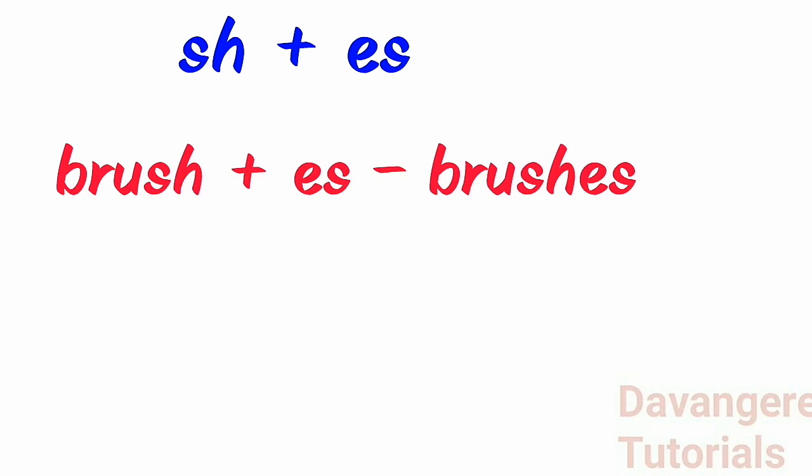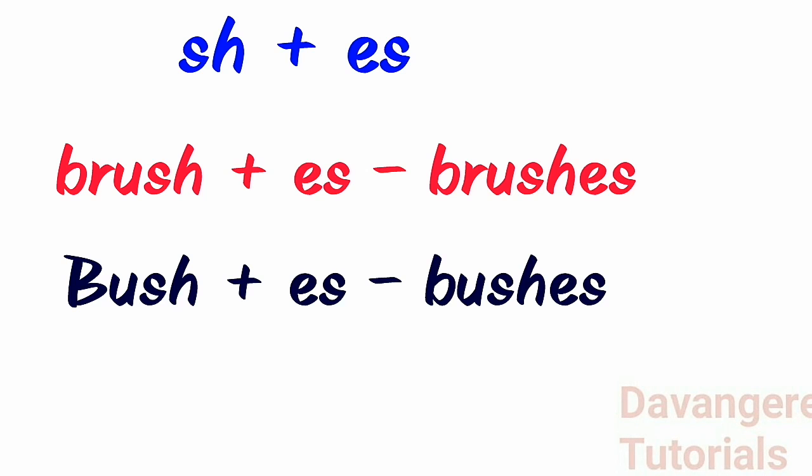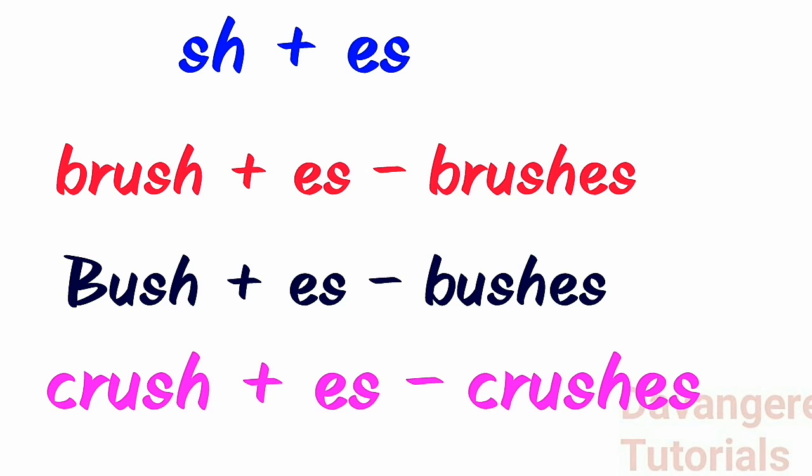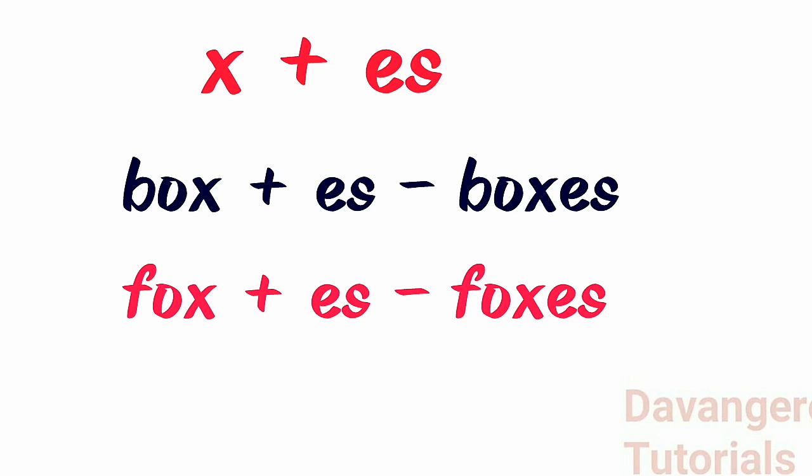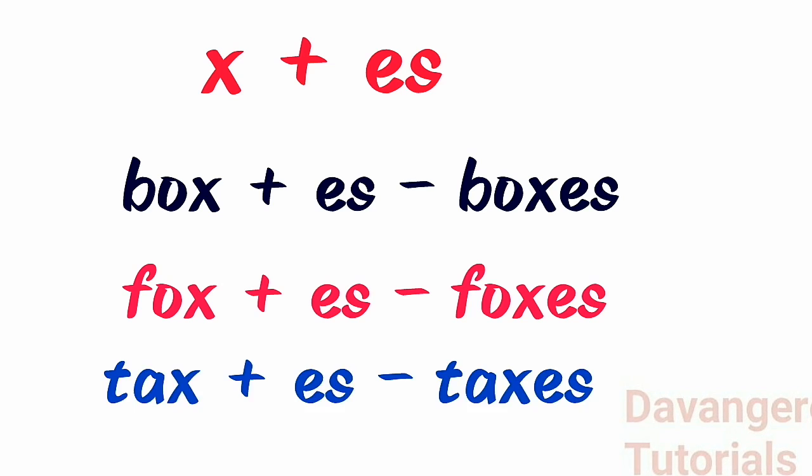If the noun ends with SH, like brush becomes brushes, bush becomes bushes, crush becomes crushes. If a noun ends with X, you have to add ES. Box becomes boxes, fox becomes foxes, tax becomes taxes.